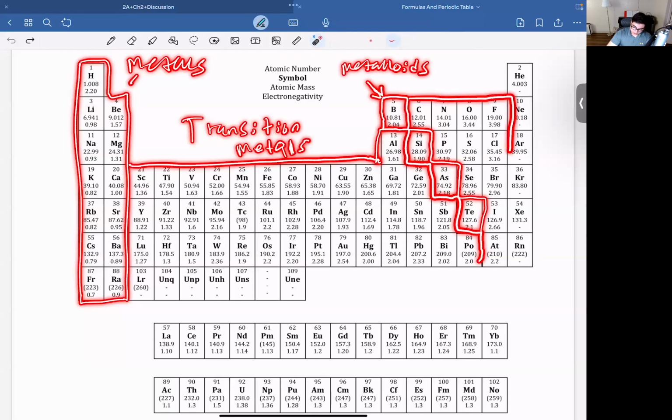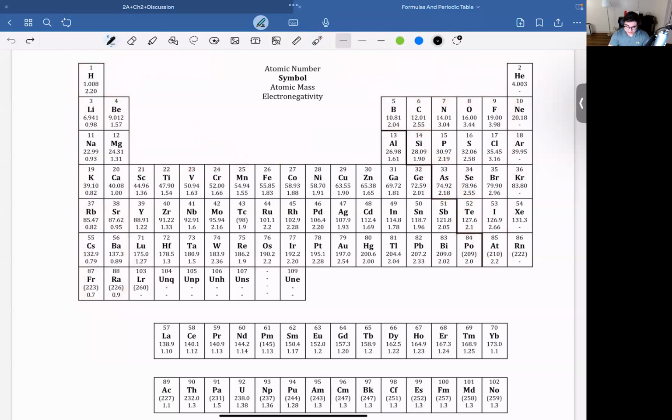This other block, those are your nonmetals. And then on this last column, these are your noble gases. And then that's it. There's different ways you could split it up. There's a lot of things that are significant about the periodic table. I'm just going to split it up on the broadest groups because I think that's what's being asked.